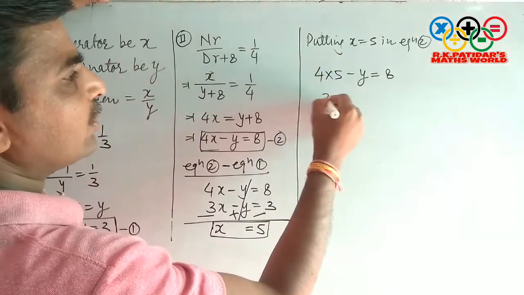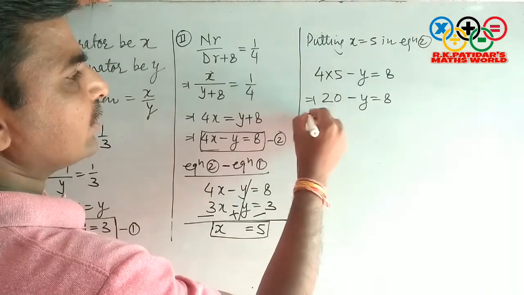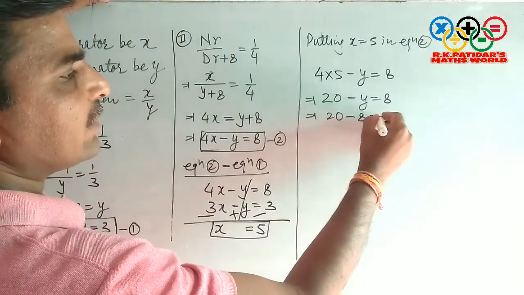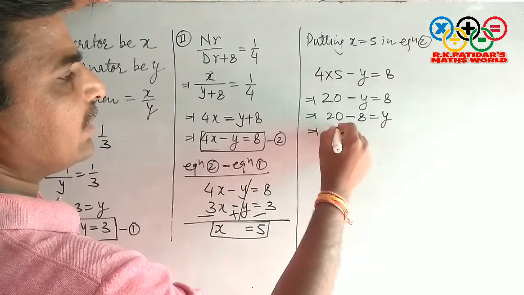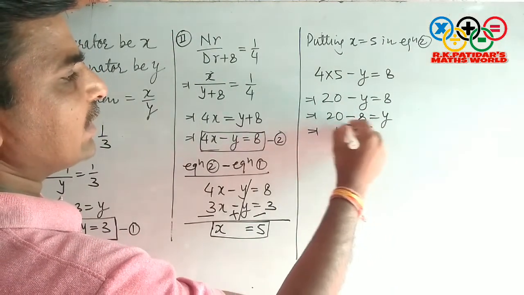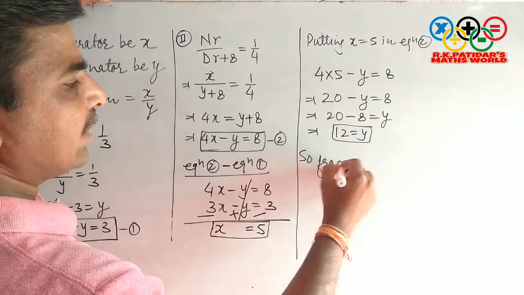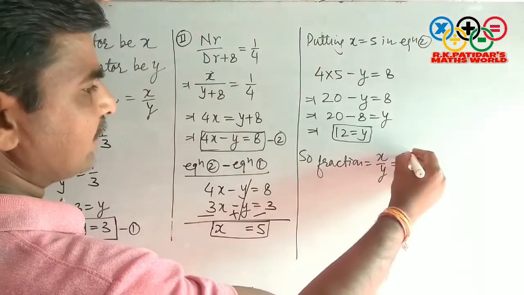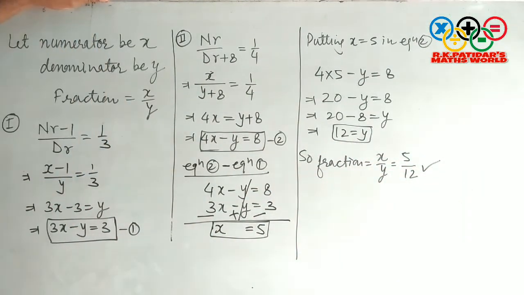So 4 5 ja 20 minus y is equal to 8. So 20, 8 को इधर ट्रांसपोज कर लेंगे, minus 8, y को इधर ट्रांसपोज कर देंगे तो y. 20 minus 8 is 12, y is equal to 12. So fraction, हमारी fraction क्या हो जाएगी? x upon y. x की वैल्यू कितनी? 5, y की वैल्यू कितनी? 12. This will be answer.